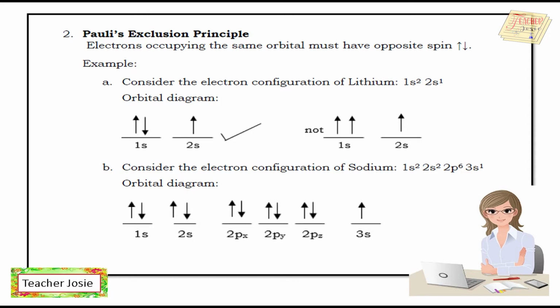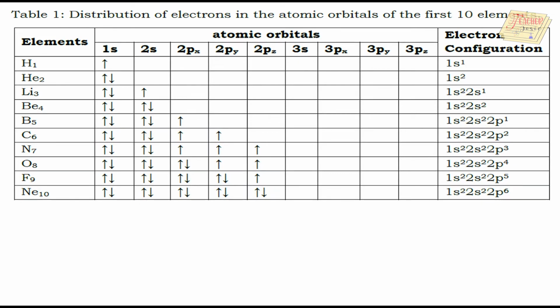Next, consider the electron configuration of sodium, 1s2, 2s2, 2p6, and 3s1. The orbital diagram of 1s, there are 2 arrows with opposite spin. 2s, opposite spin. 2px, 2py, and 2pz have 2 opposite spins. And 3s, there is only 1 arrow. Did you understand now? Here are some examples.